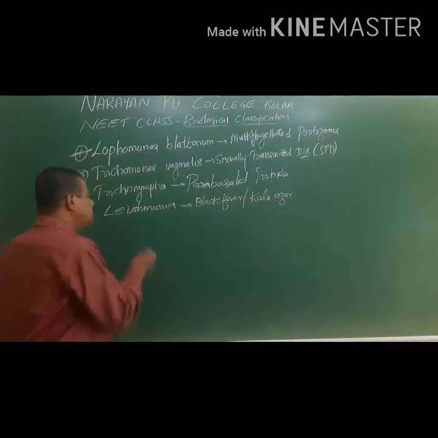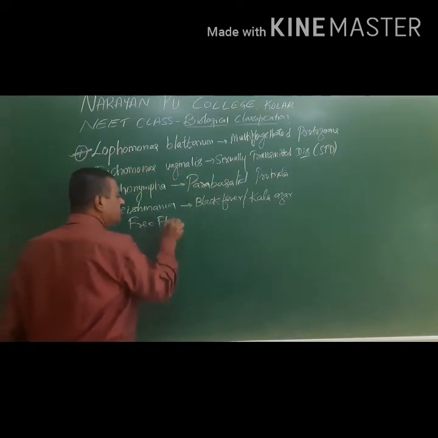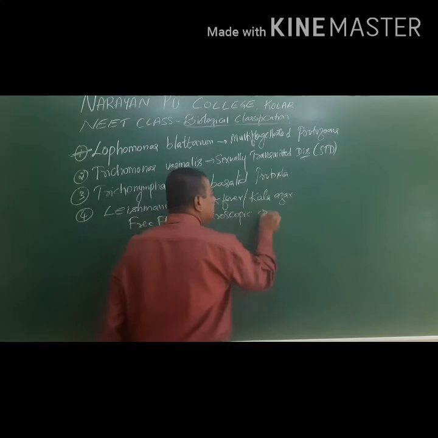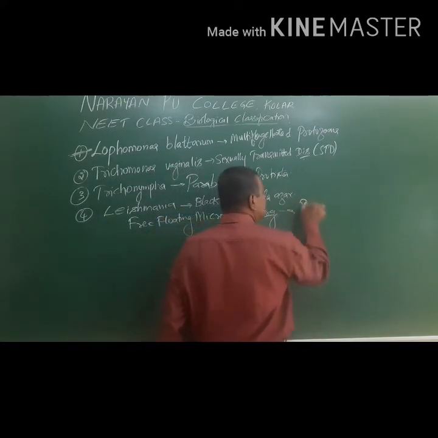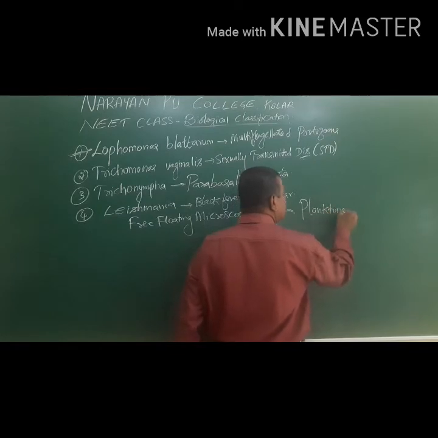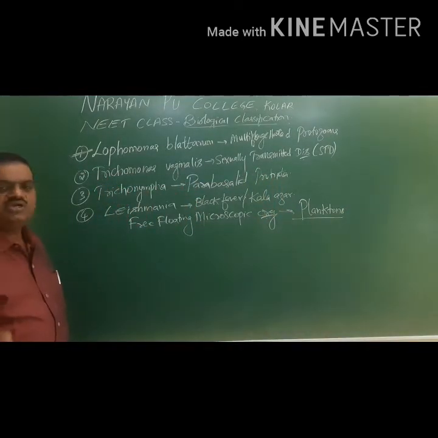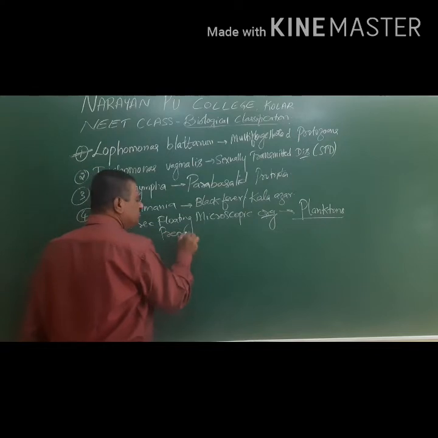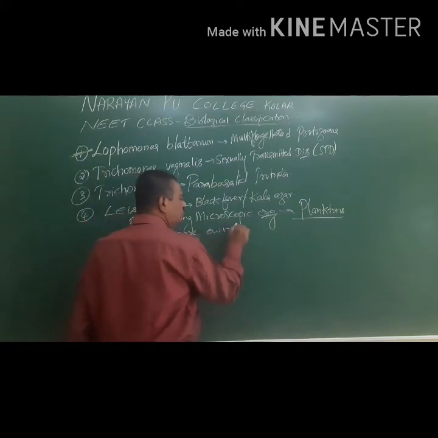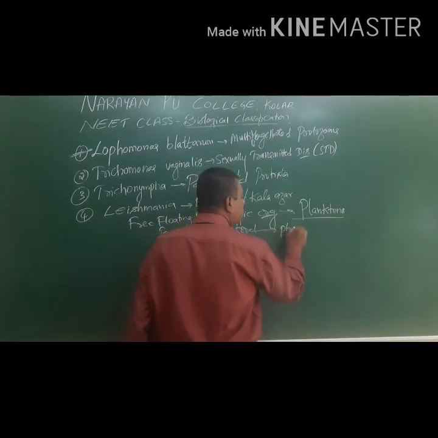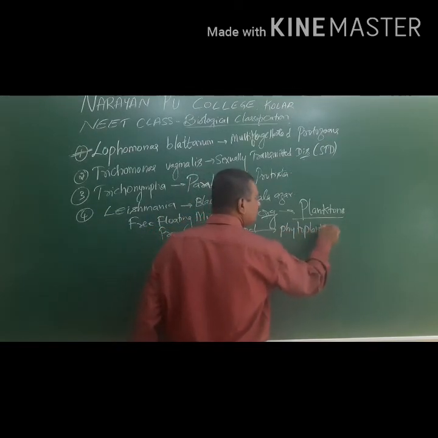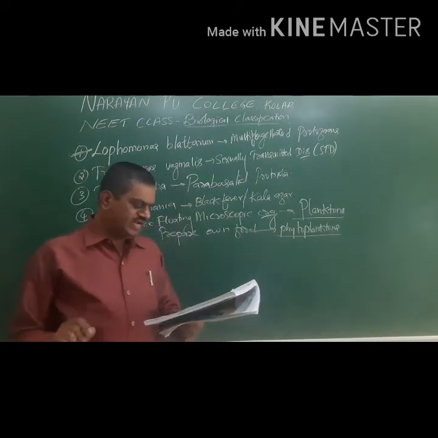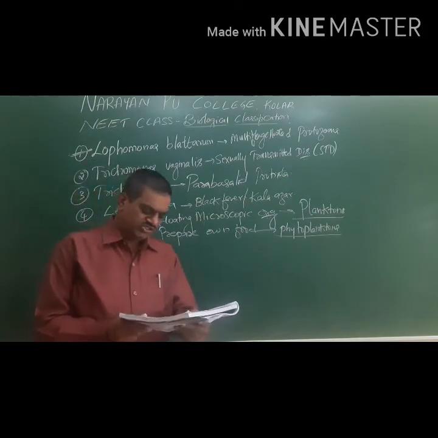So we know that free floating microscopic organisms are called as planktons. I repeat this, free floating microscopic organisms are called as planktons, which can prepare their own food. Hence it is called as phytoplanktons. So here phytoplanktons forms the food for all the marine creatures. So phytoplanktons is the right answer. Next.